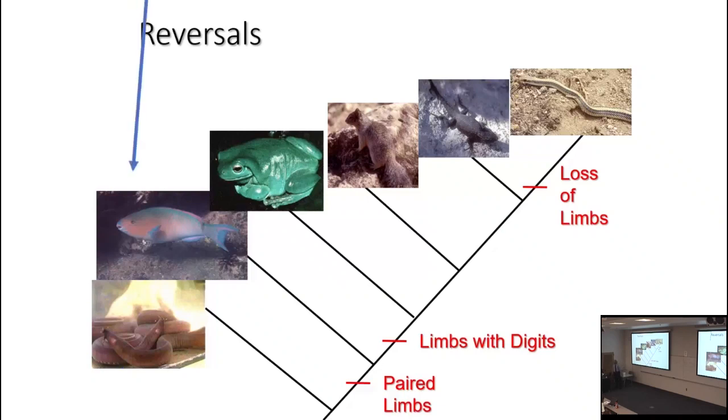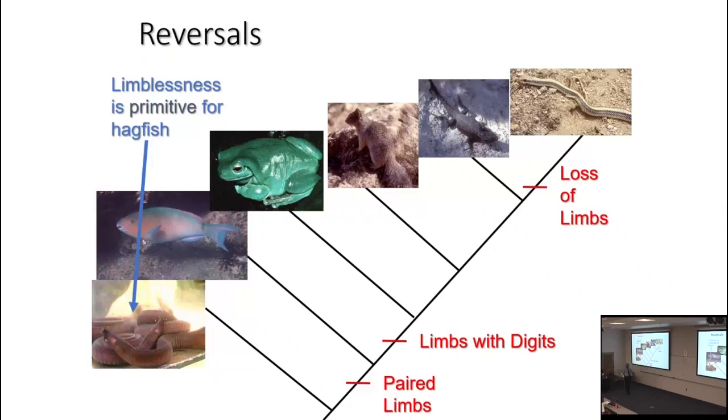Now, in the case of the hagfish, limblessness is a primitive trait. It inherited limblessness from all its ancestors who never had limbs. All the ancestors down that way were wormy sort of creatures, basically. So, we don't expect it to have limbs. But snakes had limbed ancestors. So for them, limblessness is derived. We call that a reversal. A reversal is convergence on the ancestral condition.